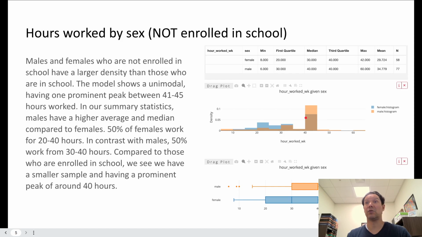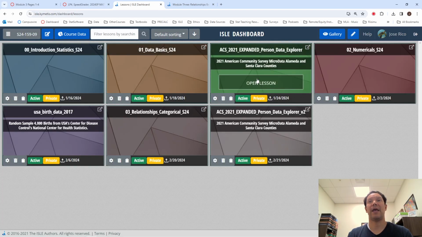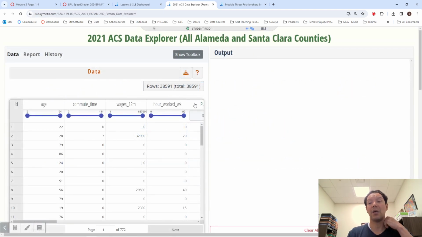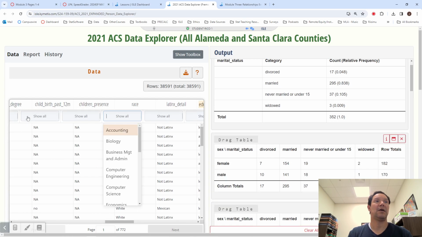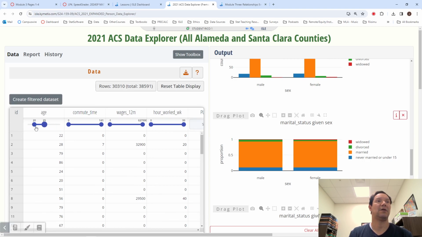All right, this was great work. Let me now go into the module and show you how to make the histograms properly. What we're looking at here is I'm going to quickly get to the age. So we're looking at 20 to 21-year-olds.